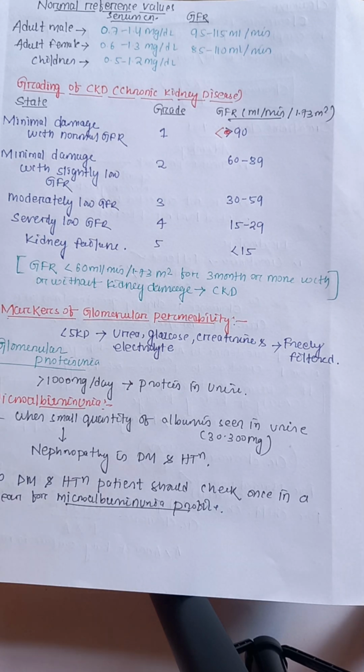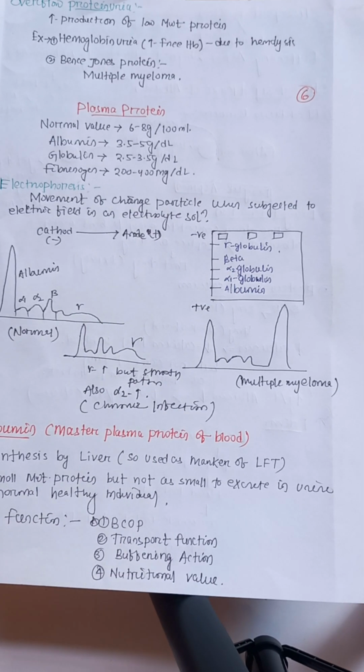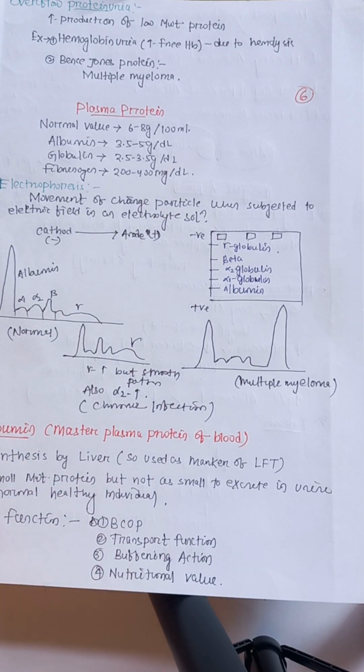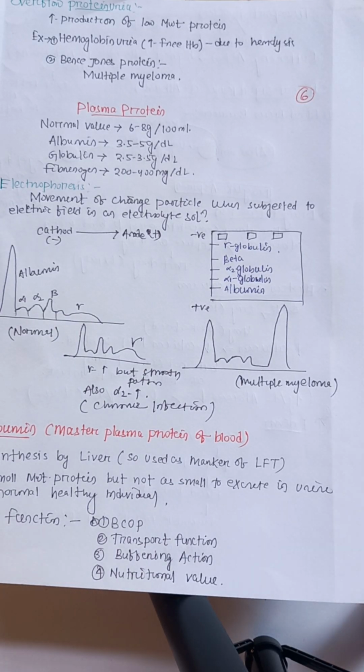Nephropathy in diabetes mellitus and hypertension: what happens actually is that there is microalbuminuria, and that is indicative of diabetic nephropathy, the initiating state. That's why microalbuminuria is a compulsory test for diabetes mellitus. Once a year it should be done, to check for any signs and symptoms of diabetic nephropathy. Okay, that was glomerular proteinuria, and here is overflow proteinuria, where there is increased production of low molecular weight protein, like in hemoglobinuria, and also Bence Jones protein in multiple myeloma.